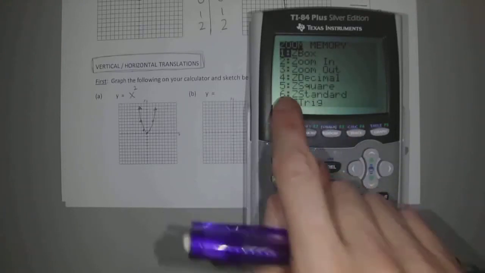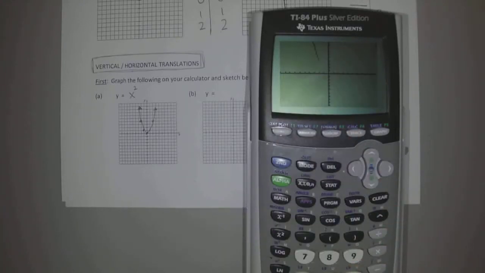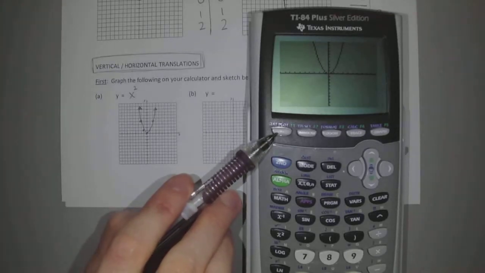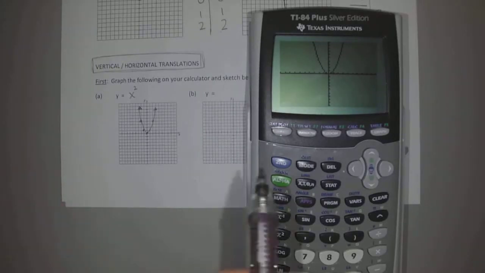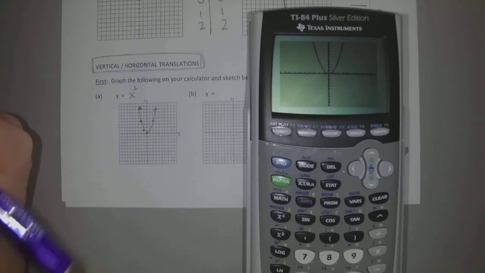I'm going to hit graph, and then mine's not going to show up because I'm zoomed in from when we did statistics and stuff. So after it's kind of stopped moving, I'm going to hit zoom, and then see how it says standard on number 6? It gets you back to that normal 10 by 10 viewing window, okay?